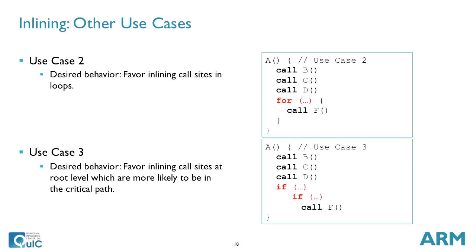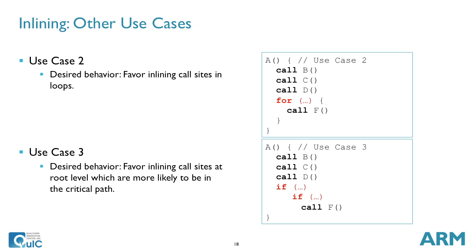The other use cases we have are other scenarios that we think would be worth including in the inlining strategy. For instance, we would like to favor inlining call sites that happen inside loops. And another scenario is we would like to favor call sites at the root level of a caller instead of those call sites buried under several branch levels, which might have a lower probability of being executed.